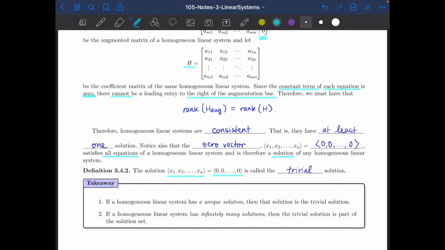Now, since all homogeneous linear systems are consistent and all homogeneous linear systems have the trivial solution as a solution, we have two conclusions in this takeaway. If a homogeneous linear system has a unique solution, then that unique solution is the trivial solution. And second, if a homogeneous linear system has infinitely many solutions, then the trivial solution is part of the solution set.